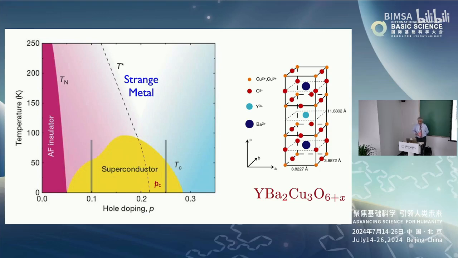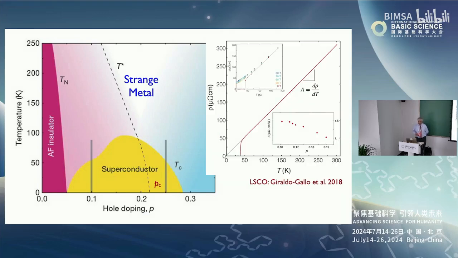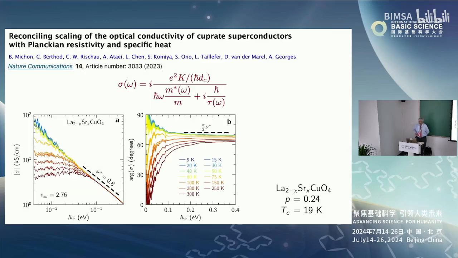Okay, so what are some of the strange properties? I'm sure you've all heard about the linear in temperature resistivity. This is unlike some metal like copper, where over this low temperature range, you typically have a T² dependence. Now, there are many models proposed for the linear in T resistivity. A somewhat more subtle and more difficult to explain property is the frequency dependence of the conductivity.